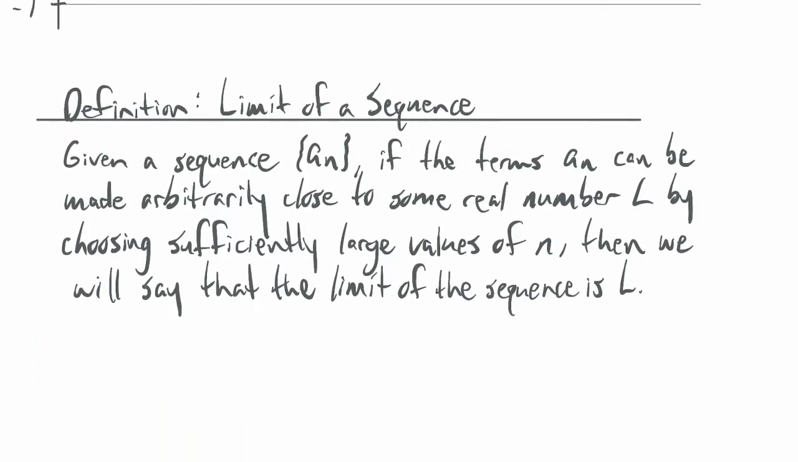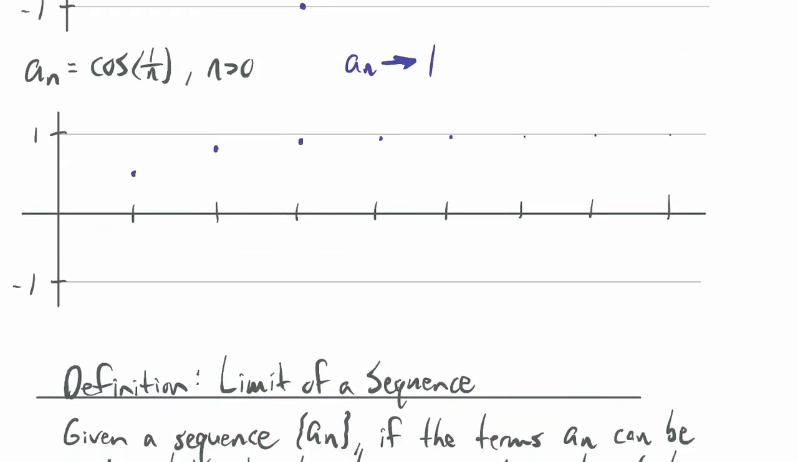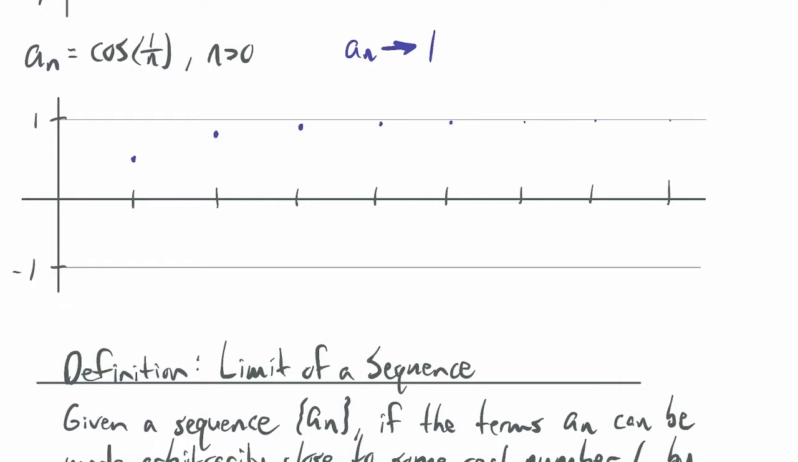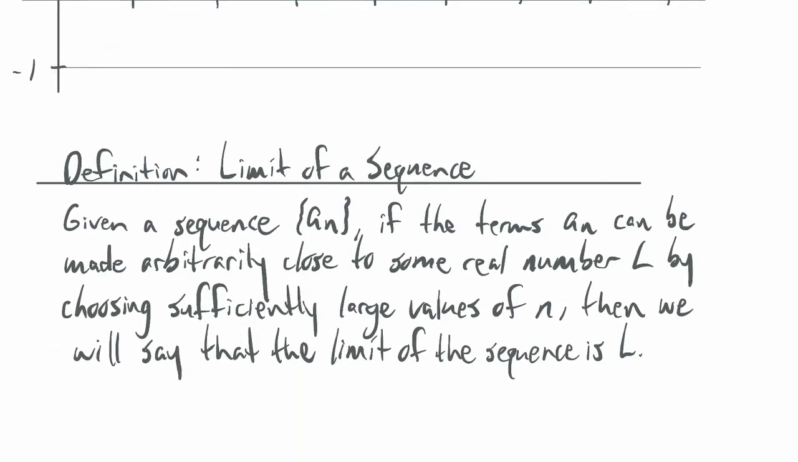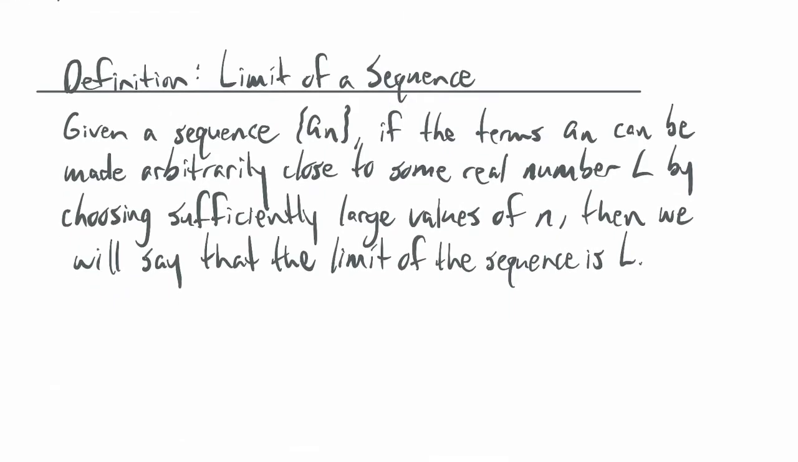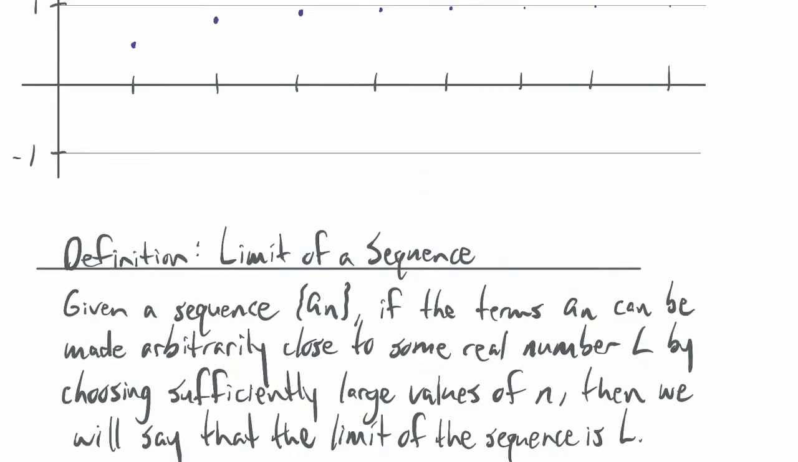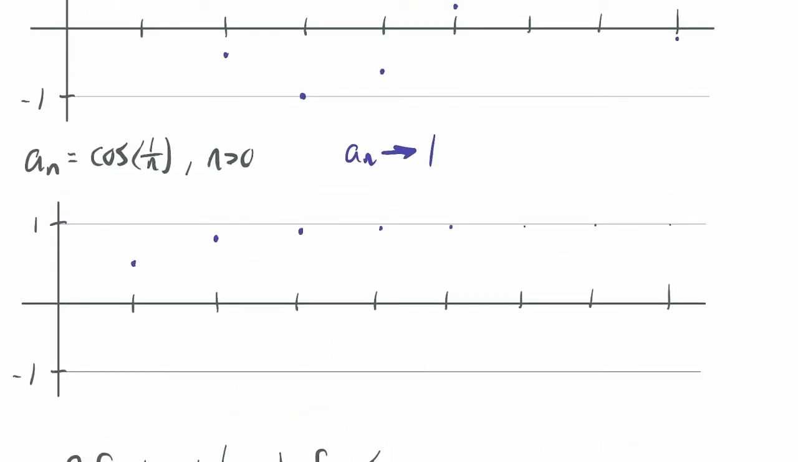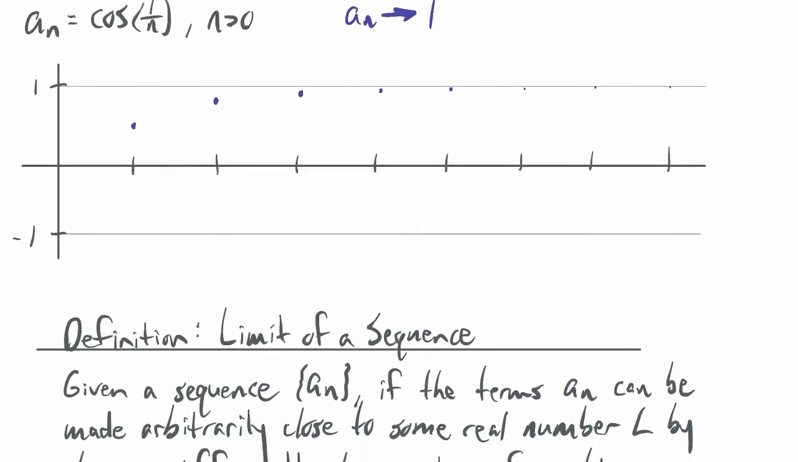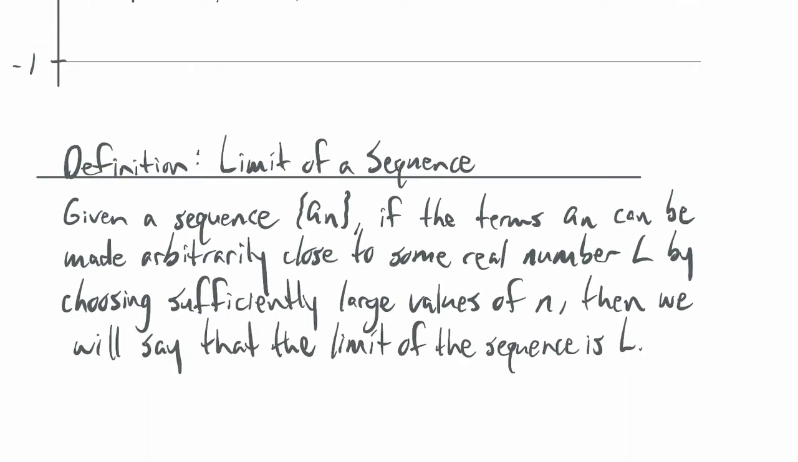Okay, what's next? So, definition, limit of a sequence. And this is part of why I was doing this, is because this might remind you of the limit of a function using the epsilon delta definition. So, given a sequence A sub n. If the terms A sub n can be made arbitrarily close to some real number L, which, you know, these are getting closer to 1, right? L will be a y coordinate, it's the output. By choosing sufficiently large values of n, by moving forward, moving farther down the sequence, then we will say that the limit of the sequence is L.